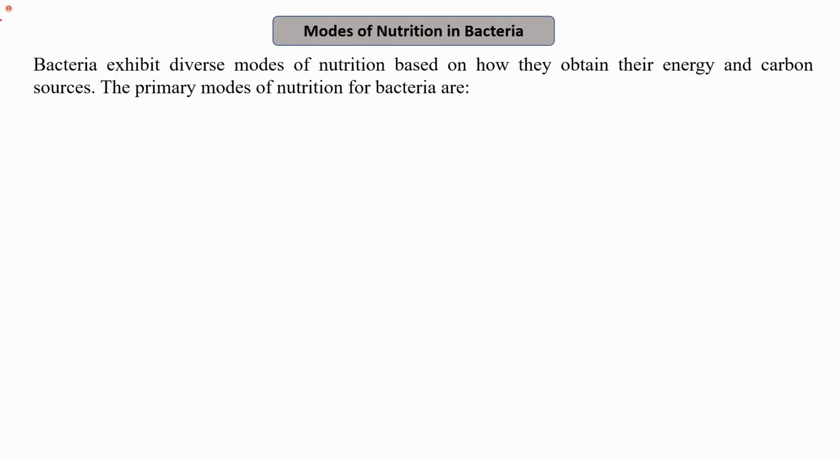So basically, bacteria exhibit diverse modes of nutrition based on two points. The first point is how they obtain their energy, and the second point is their carbon sources. These two points are really important whenever we are defining the mode of nutrition in any bacteria.